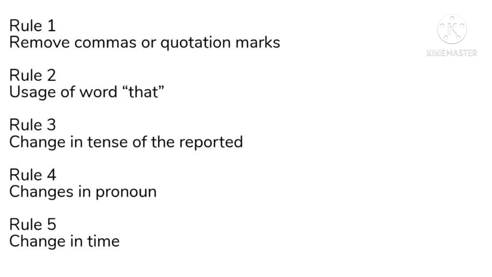Okay, children. Now I am going to teach you some rules which must be followed while converting direct to indirect speech. First rule, words of the speaker are not enclosed in inverted commas or quotation marks in indirect speech. Second rule, the conjunction that is always used between the reporting verb and reported speech in indirect speech. Rule number 3. A change is made in the tense of reported speech when changing direct speech into indirect speech.